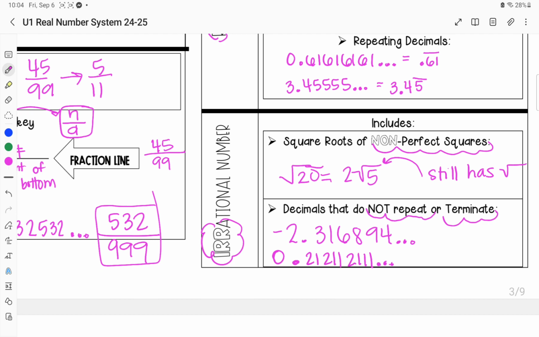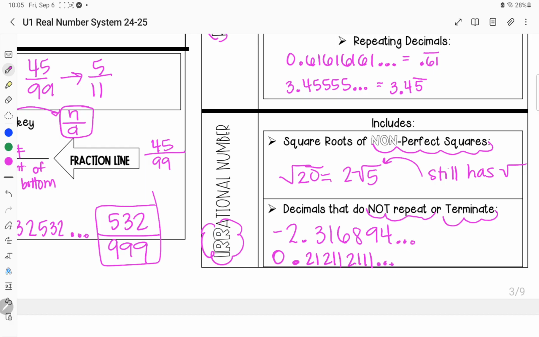This is not repeating. We can see a pattern, but if we were to use bar notation, where would that bar go? Some kids will say, well, Miss Walker, just put it over the 2 and the 1. Well, if I only put it over the 2 and the 1, that means that my pattern should go 2, 1, 2, 1, 2, which it doesn't do. Then some kids will say, well, maybe do 2, 1, 2. Well, if I do 2, 1, 2, then it should go 2 again. So if you can't find where to place a bar, it is not repeating. And we know it's not terminating because it has the dots.